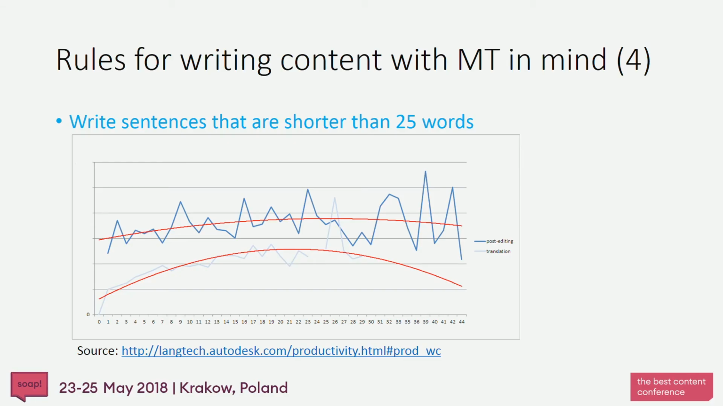And the length of the sentence. This is data taken from Autodesk. They were so kind that they published results of their experiment with machine translation. What you have here are these trends. This is the efficiency gain when you use MT, in comparison to translating from scratch. And you can see that depending on the length of the sentence, you get bigger or lower gain. And around 20-something words is like the good length of the sentence.